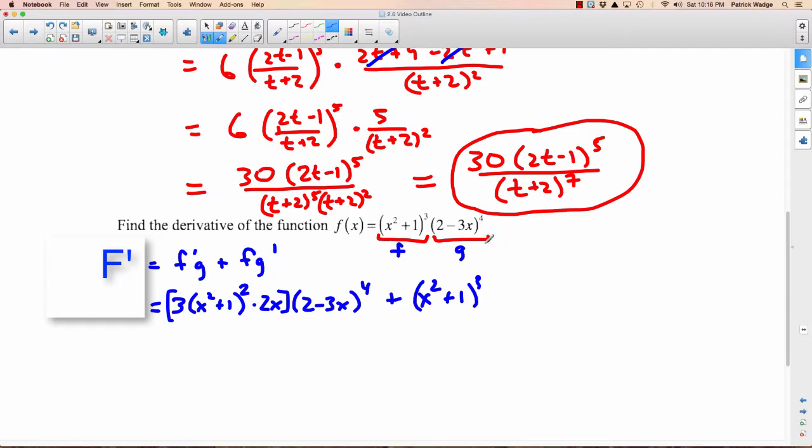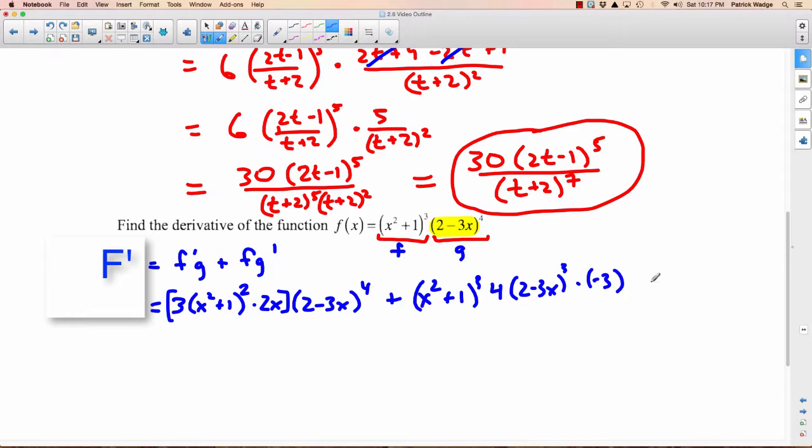G prime. Okay, again, when we get the derivative of g, you have to use the chain rule again. We have something to the 4th power. That's your outer function. Well, the power rule tells us that the 4 moves down, the 2 minus 3x stays the same, and the 4 drops down to the 3. Now you have to multiply by the derivative of the inner function. So what we're talking about right now is just this, right? We've got to get the derivative of that. So the derivative of 2 is 0, so we don't have to worry about that. And the derivative of negative 3x is negative 3.